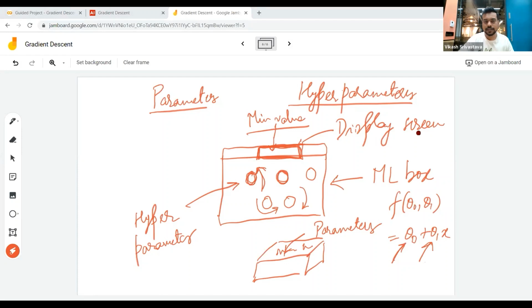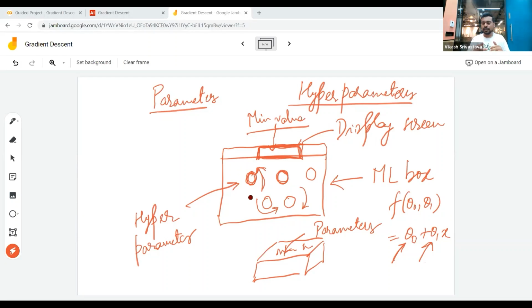I'm just trying to give you an analogy. Let's say you consider an ML box; it's similar to a radio. You have a lot of knobs on the outside. If you wanted to tune into a particular channel on the radio, you'll need to move the knobs around, and that's how you get to a particular channel. Similarly, in the case of an ML box, we have knobs on the outside that we can control. These are called the hyperparameters.